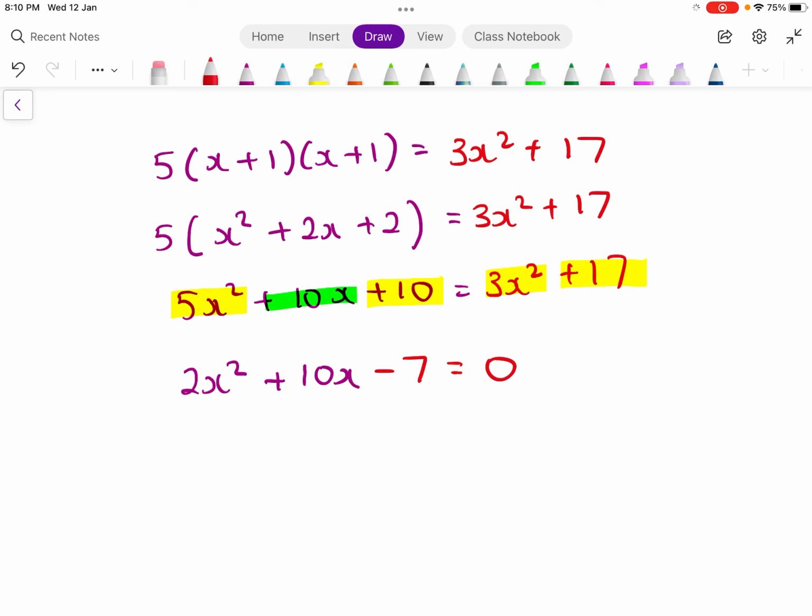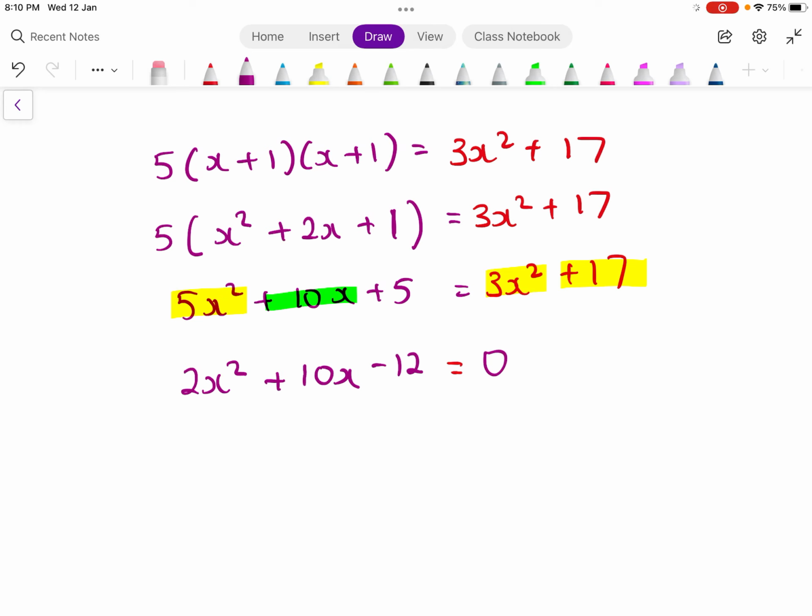Okay, so now let's see. I think I did a calculation mistake. Sorry. The expansion I did some mistake. So 2x, then here should be 1. Then everything should be good. So 5x squared plus 10x plus 5. Okay, so everything is done. So 5 minus 17, you should get minus 12 equal to 0.